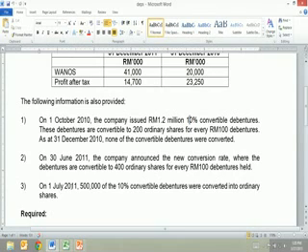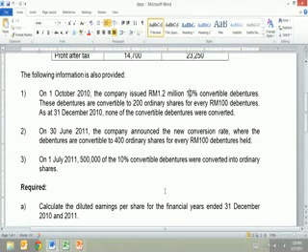Finally, on 1st July 2011, 500,000 ringgit of the 10% convertible debentures were converted into ordinary shares. This means the balance, 700,000 ringgit of debentures, still remains and will be used in calculating the diluted EPS. Now you are required to calculate the diluted EPS for the financial years ended 31st December 2010 and 2011.